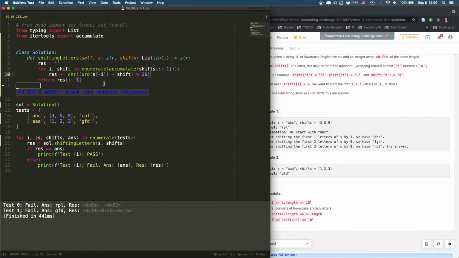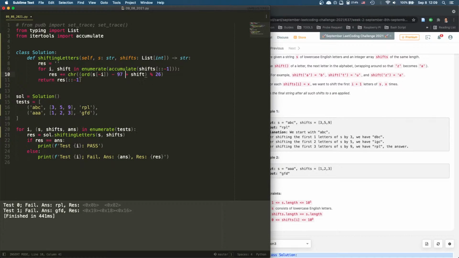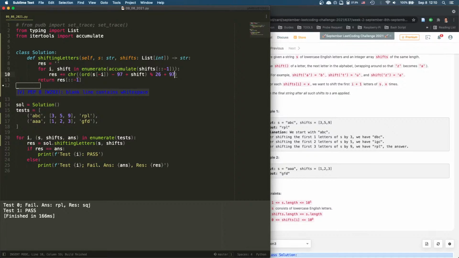I think what we need to do is ord of this, right? Ord of this plus shift. No, it should be ord of this minus 97, right? So that will make it 0 plus this, and then plus shift, mod this, plus 97. How about this? We're getting closer. We're getting closer.